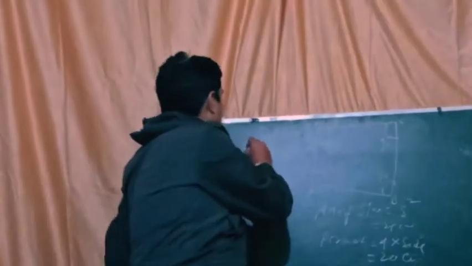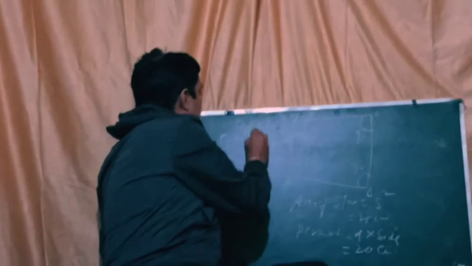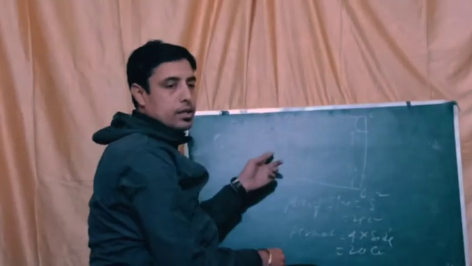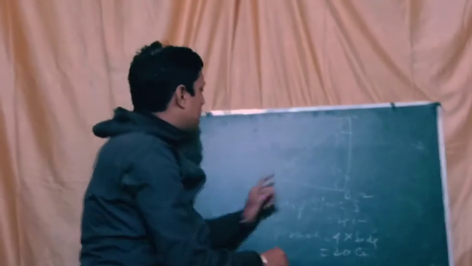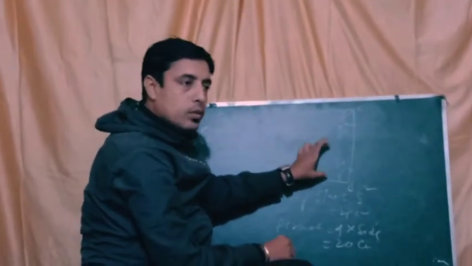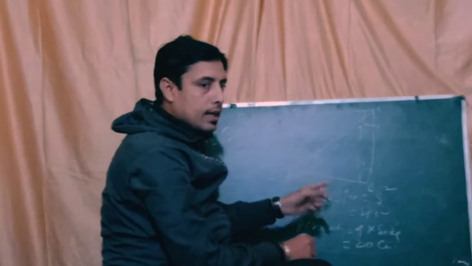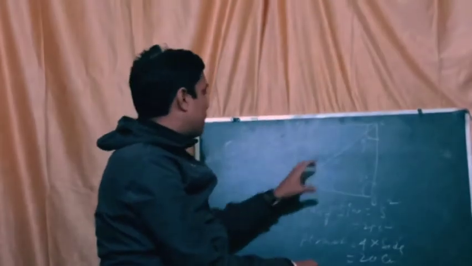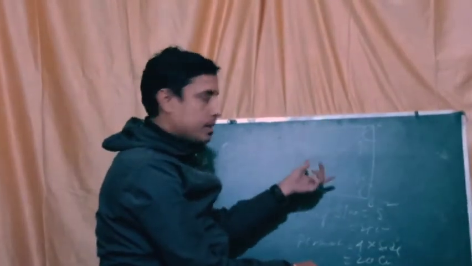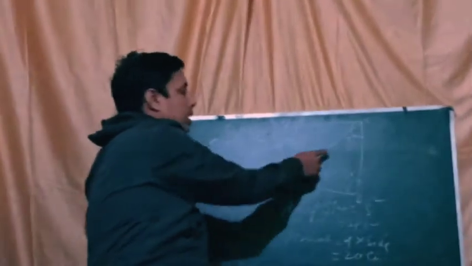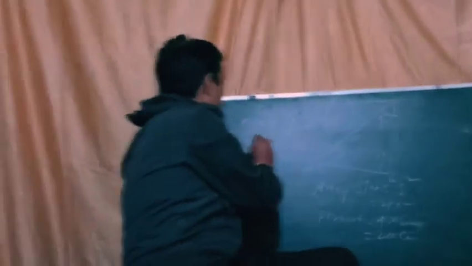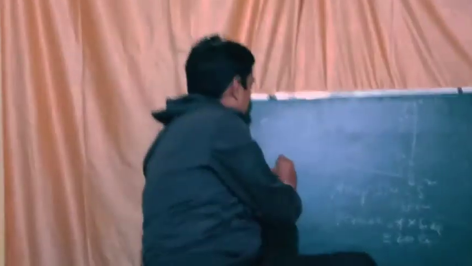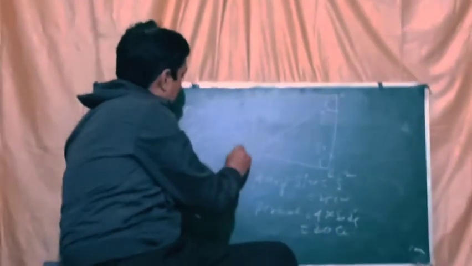Next one is diagonal. Diagonal is under root 2 into side. Just remember it. Suppose this is the diagonal, so the diagonal would be under root 2 into side. I will prove it in the next chapter, but you have to remember it. Under root 2 into side. Suppose the side is equal to 5, then the diagonal is equal to under root 2 into 5, or we can write it as 5 under root 2 centimeter.